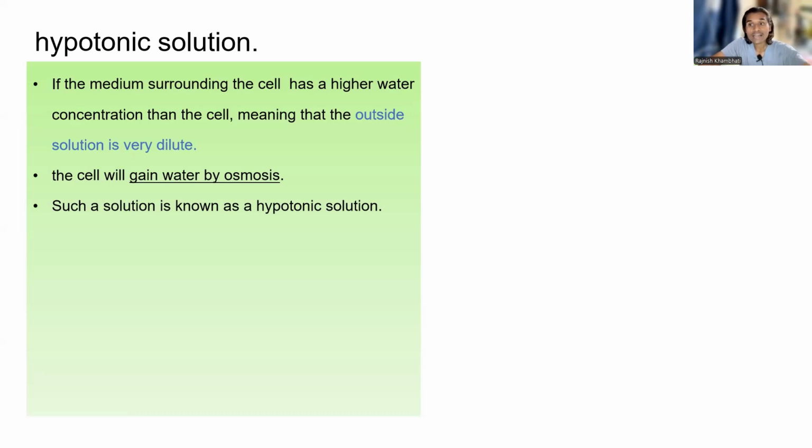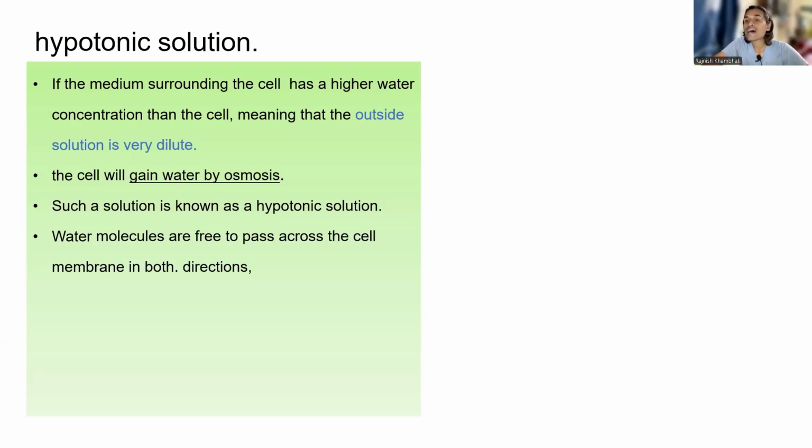And when water enters into the cell, it is known as endosmosis. Now, water molecules are free to pass across the cell membrane in both directions. Either it can go inside or it can come outside, meaning it will come into the cell or it can go from the cell to the outside. But how will it be moving? They will be moving according to the concentration gradient. Means to move the water, there should be a higher concentration of water on one side and a lower concentration of water on the other side.